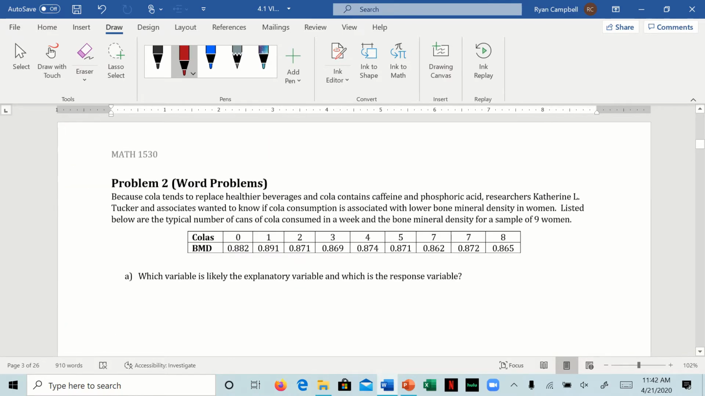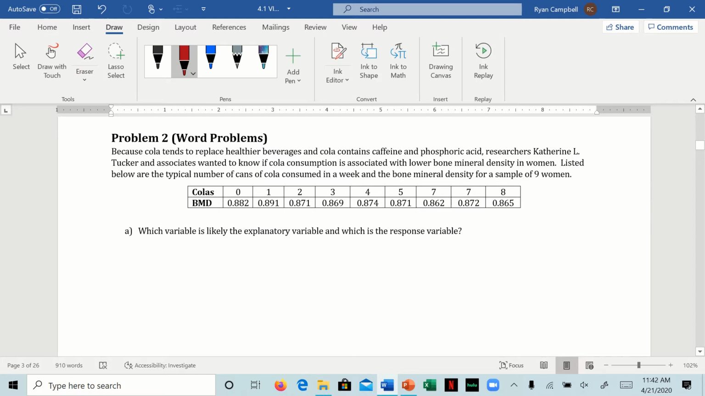All right, so let's look at some examples. Problem number 2 in your handout. Because cola tends to replace healthier beverages and cola contains caffeine and phosphoric acid, researchers wanted to know if cola consumption is associated with lower bone mineral density in women. Listed below are the typical number of cans consumed in a week by women and their bone density.